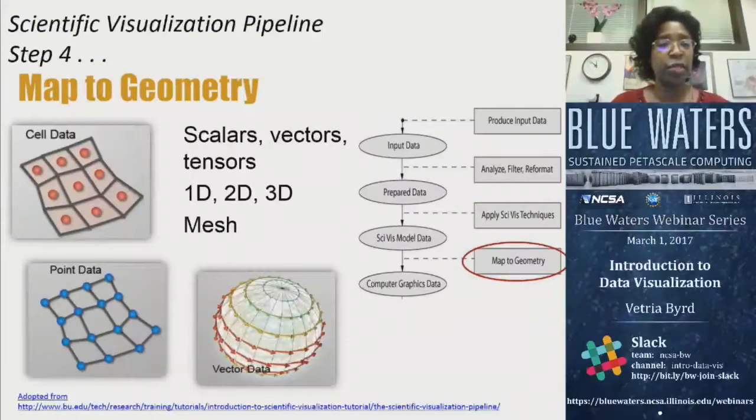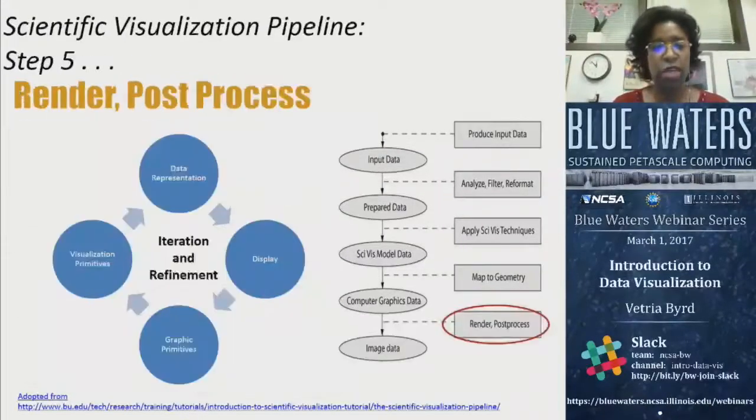So the fourth step, or the next step, is to map to some type of geometry. And I'm going to speed up here because I think I'm running out of time. But you want to give it some shape. Is it 1D or is it 2D? Is it 3D? And the answers to those questions will determine what type of geometry will be applied to the data. And the reason why we want to have some geometry is just so that we can render it in some way, so we can see it in a visual form.